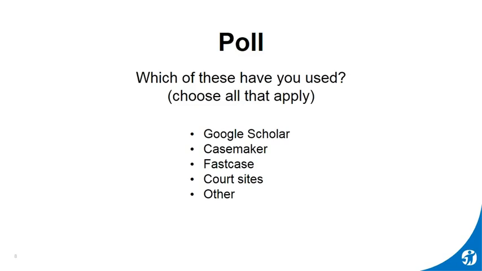So first, I'm going to start with a poll and just get a sense for how much experience we have with the main ones that I'm going to be focusing on today. This particular poll, you can pick as many as you want. So if you've used them all, pick them all. Which of these have you used? Have you used Google Scholar to do legal research, Casemaker, Fastcase, court sites, so that could be any jurisdiction that you have, or some other thing?